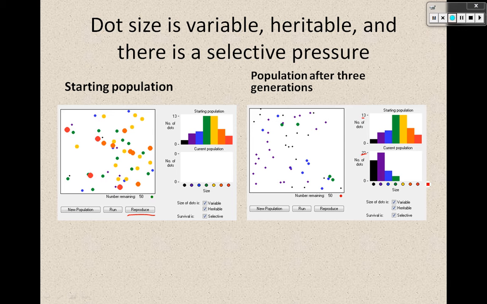At the end of my first round, I don't know that there were any red ones left, and so there were no red ones to reproduce. And so that red large dot trait died out in that variation.